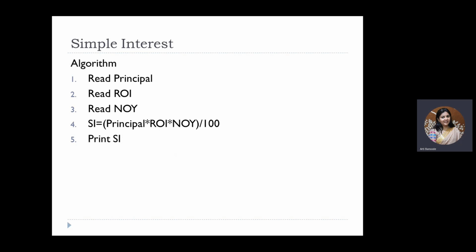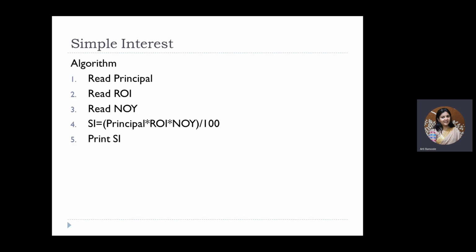Simple interest. Simple interest you must have done many a times as a student. So as you know, the formula for simple interest is PRN upon 100, isn't it? So to calculate the simple interest, we need the principal, the rate of interest and the number of years. So I'm going to take it from the user. I'm going to ask the user to input the principal, the rate of interest and the number of years. So my algorithm, the first two steps of my algorithm are read principal, read ROI and read NOI, that is number of years.